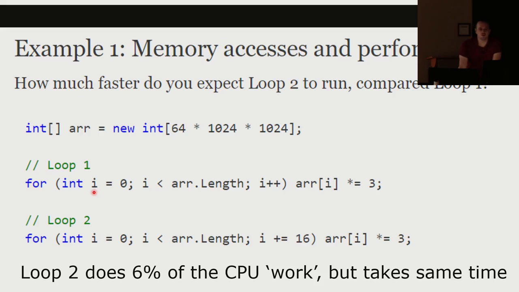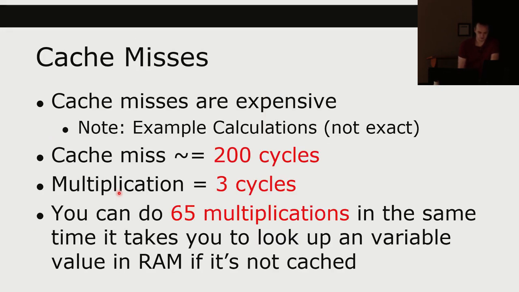Our first integer is being fetched from RAM. It's not in cache yet because obviously we haven't looked it up. So we look up array 0. We actually get the next 16 values. So that one lookup, if we look at our previous slide, if we had a cache miss, let's take these numbers as gospel here, to look up that value took 200 cycles.